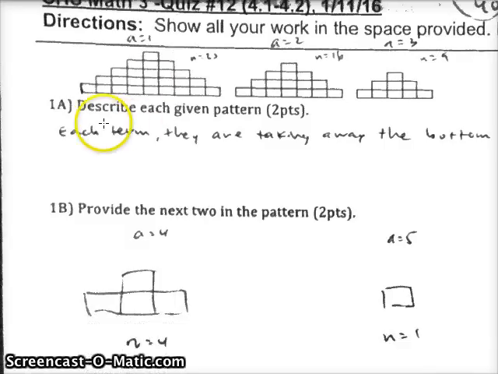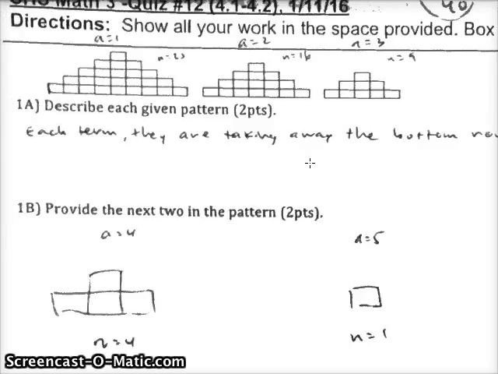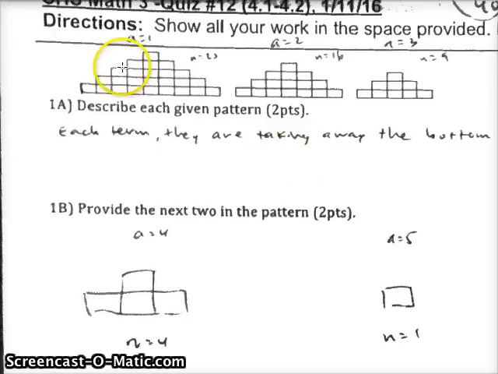Question number 1. Given each pattern, describe each given pattern. So here I labeled this the first term, this is the second term, and this is the third term. I noticed that each term they're taking away the bottom row. That's how I described it, because I noticed that there's more boxes and then less and less. So if you mention something about subtracting, okay, but you have to talk about an entire row.